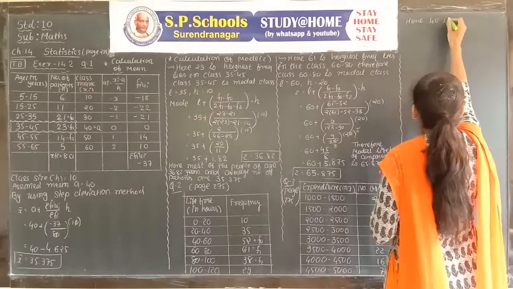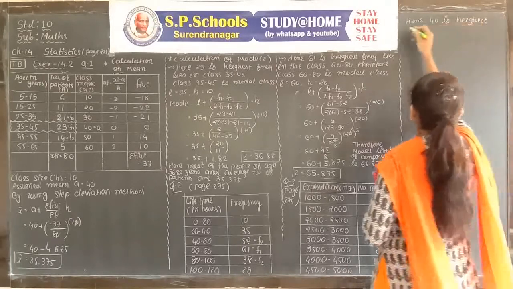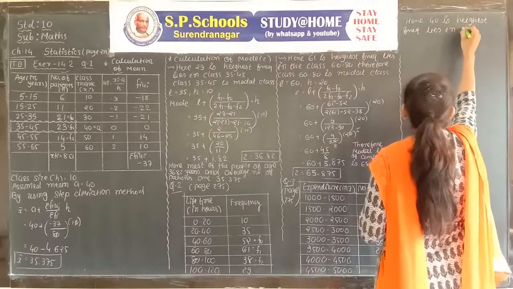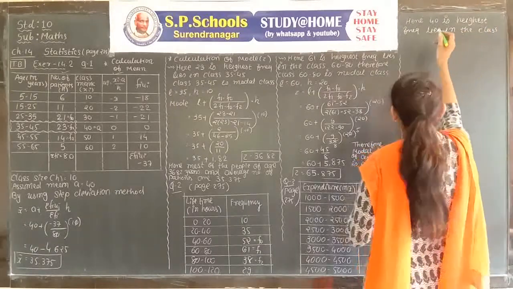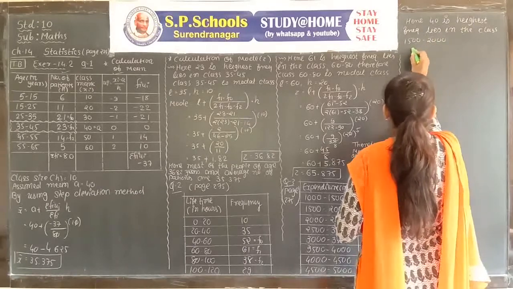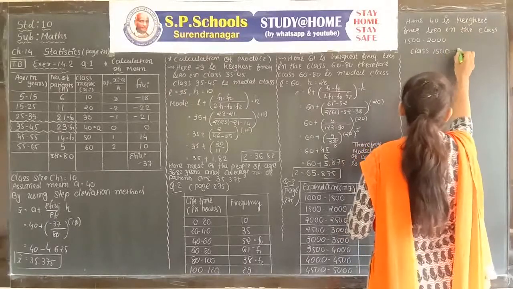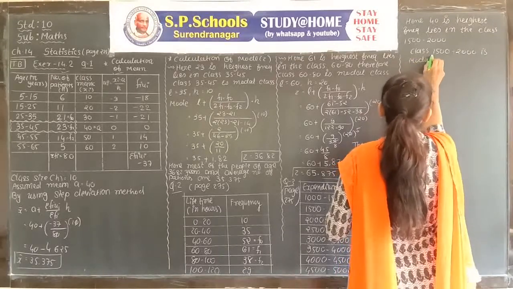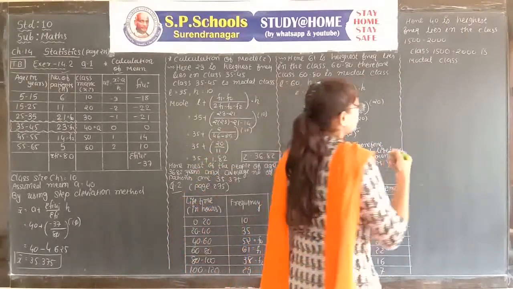Here 40 is the highest frequency and lies in the class 1500 to 2000. Therefore, the class 1500 to 2000 is the modal class. That's why our answer lies between 1500 to 2000.